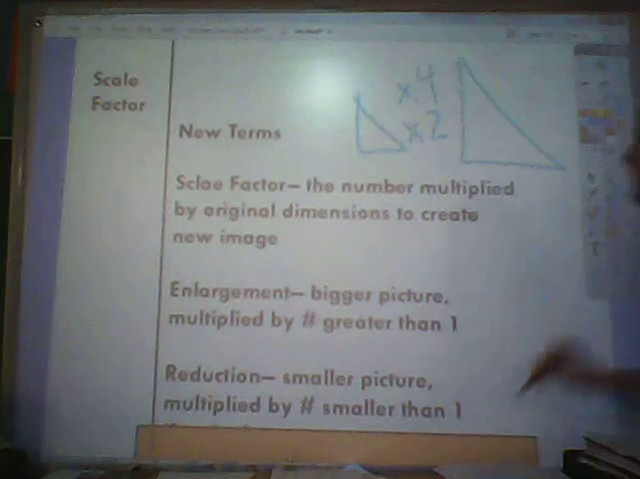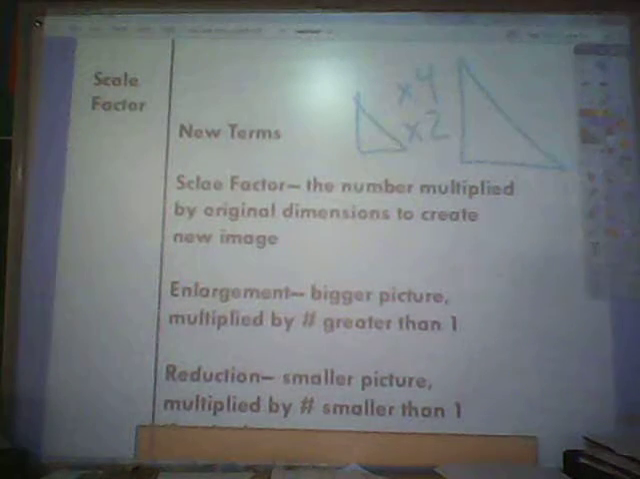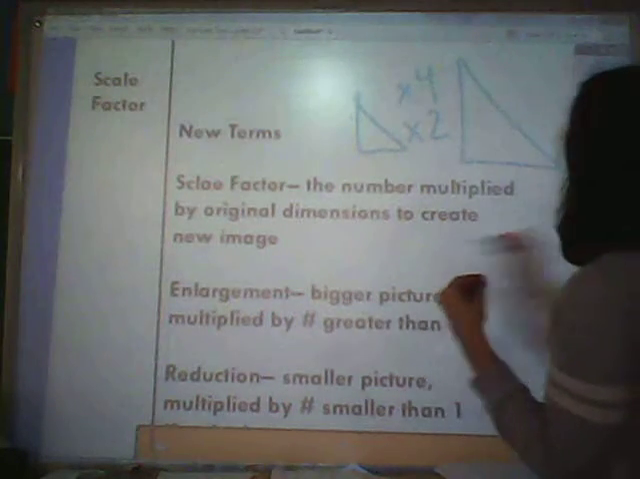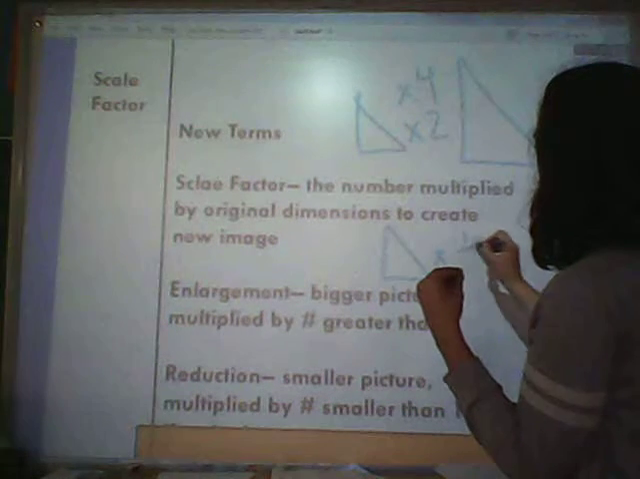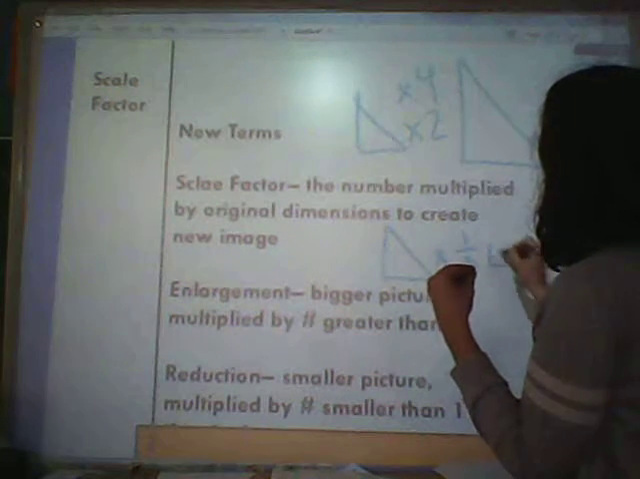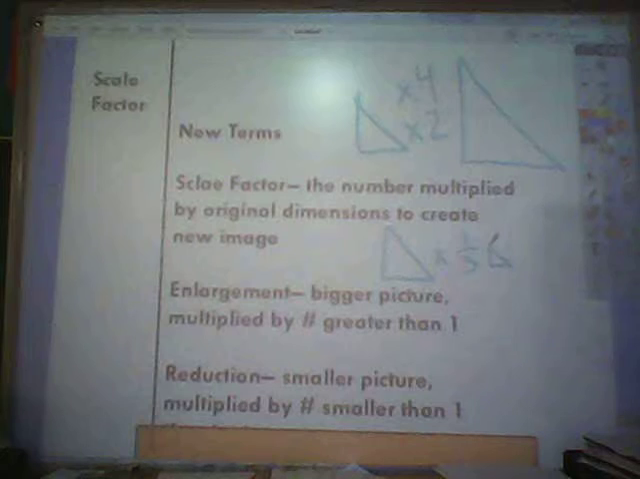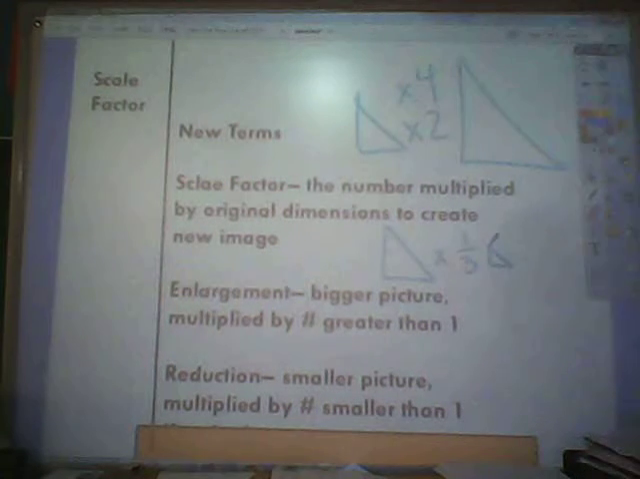Our last definition is a reduction. A reduction is a smaller picture. So let's say you originally had a picture like this, and then you multiplied by 1/3, and your new picture is only that big. That would be a reduction, a smaller picture. We're going to multiply by a number that's less than 1. In our case, it'll be fractions all day today. Now that we have these terms, scale factor, enlargement, and reduction, we're ready to move on to our example.